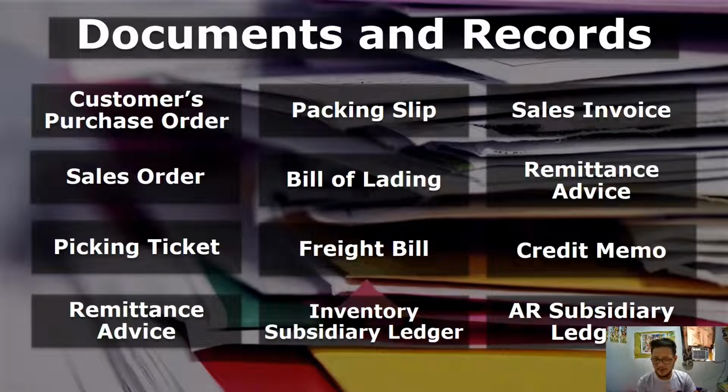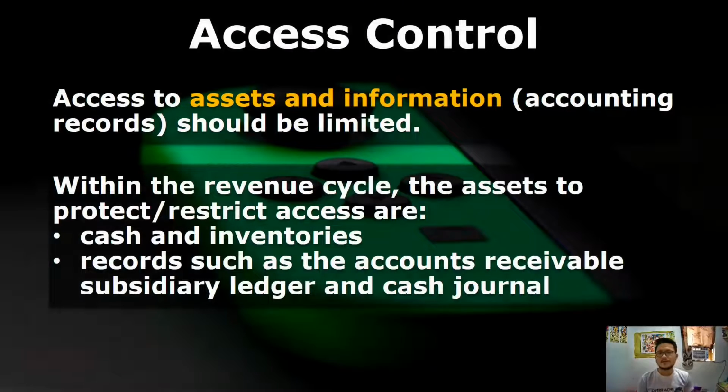Except for credit memo, I think all of these na-reflect natin in our revenue cycle in this discussion. Next in the controls would be access control. Ano lang to? This is all about restricting access to assets and information. So ang access control po is very important in the revenue cycle when it comes to cash and inventories and records such as accounts receivable, subsidiary ledger, and cash journals.